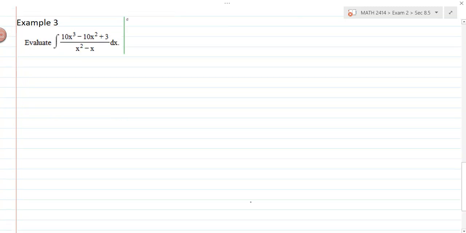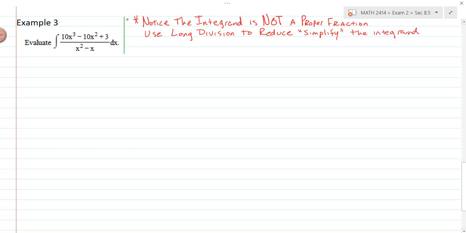Now remember I said that we have to have a proper fraction before we start. Is this a proper fraction? No, it's not, because the degree of the numerator is greater than the degree of the denominator. So the first step in this problem is to reduce this fraction. Does everybody remember how to do long division with polynomials? You probably saw it in pre-cal, so you've probably slept since then. So let's review that. So this is going to be scratch work.